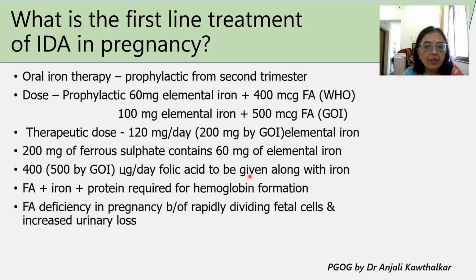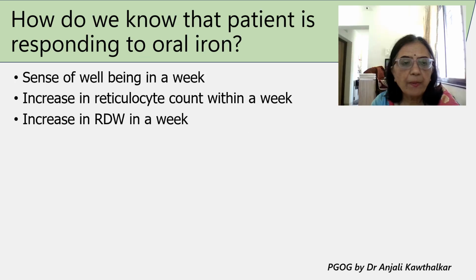Folic acid needs to be given along with iron. Folic acid, iron and protein, all three are required for hemoglobin formation. Folic acid deficiency in pregnancy is mainly observed because of the folic acid which is required for rapidly dividing fetal cells. Fetus needs more folic acid, and there is increased urinary loss of folic acid during pregnancy. These are the two reasons why folic acid requirement increases during pregnancy, and if dietary supplementation fails to take care of it, there will be folic acid deficiency during pregnancy.